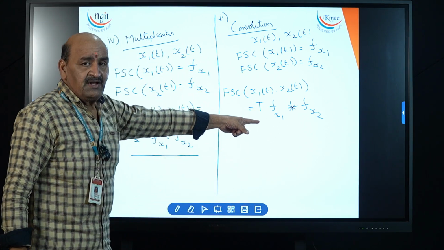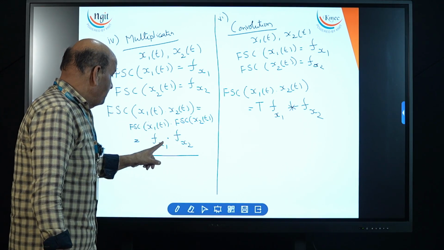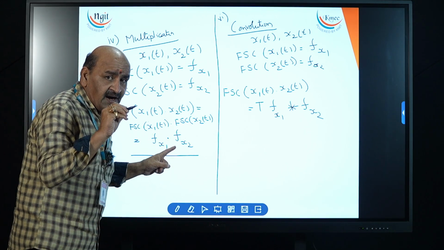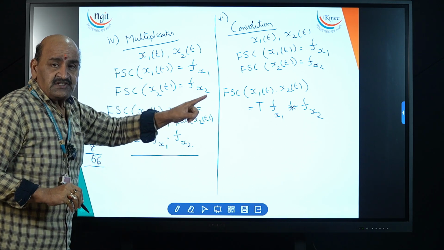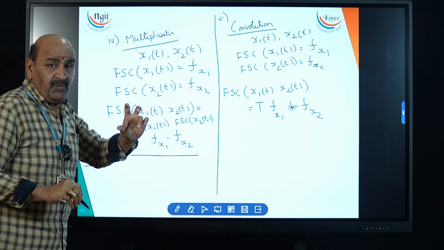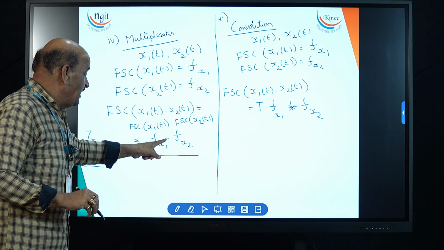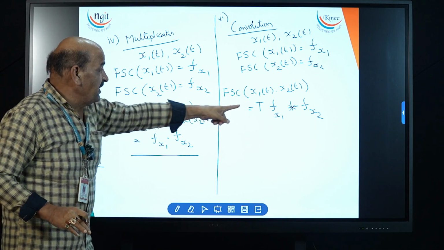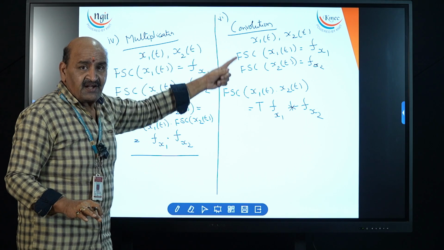star f of x2 multiplying with a time period T. This is called convolution. Students should not confuse. In multiplication, we have to use only a dot. That is star. Star is the whole and sole symbolic representation of convolution. In place of dot, don't keep star; in place of star, don't keep dot. The difference between multiplication and convolution.